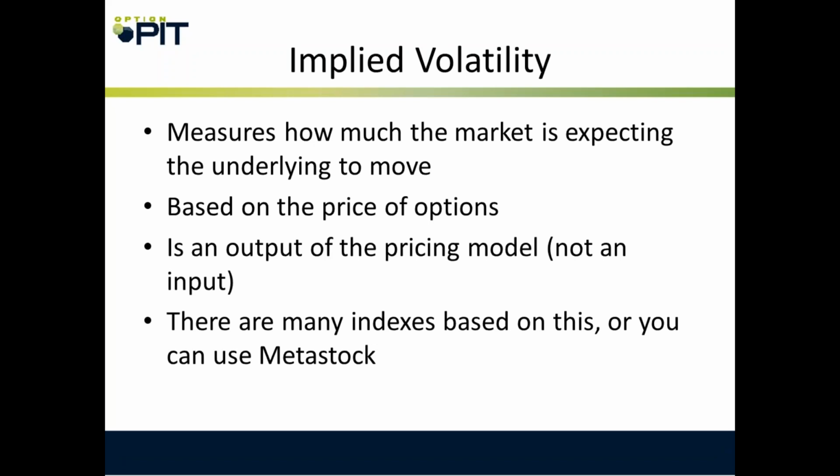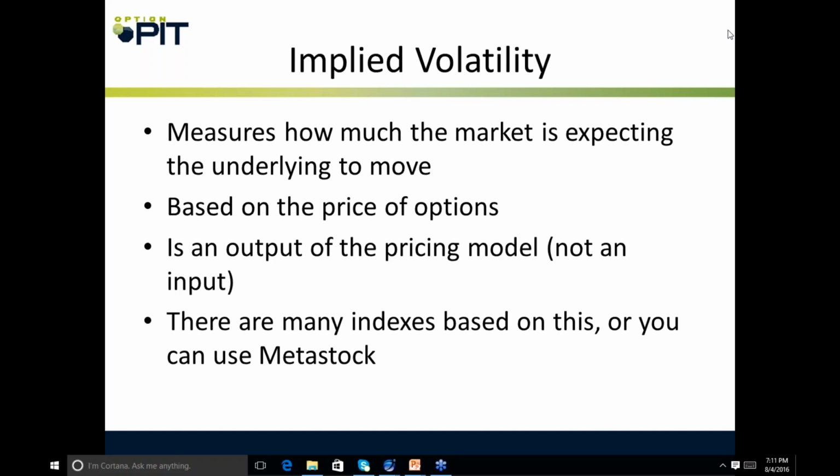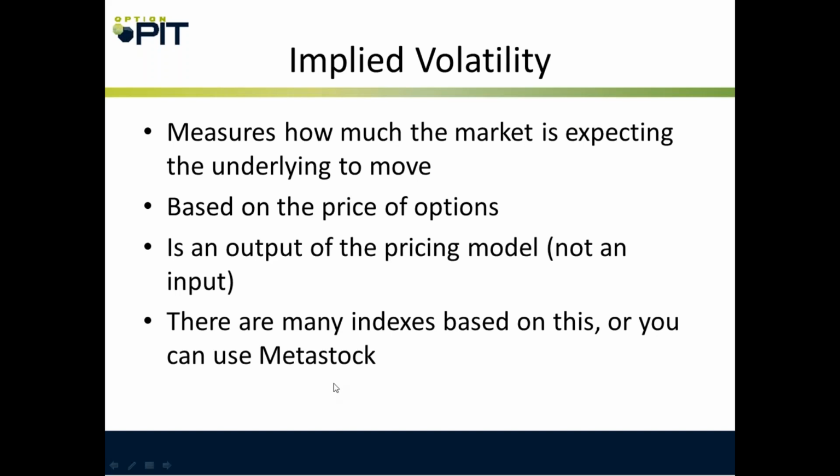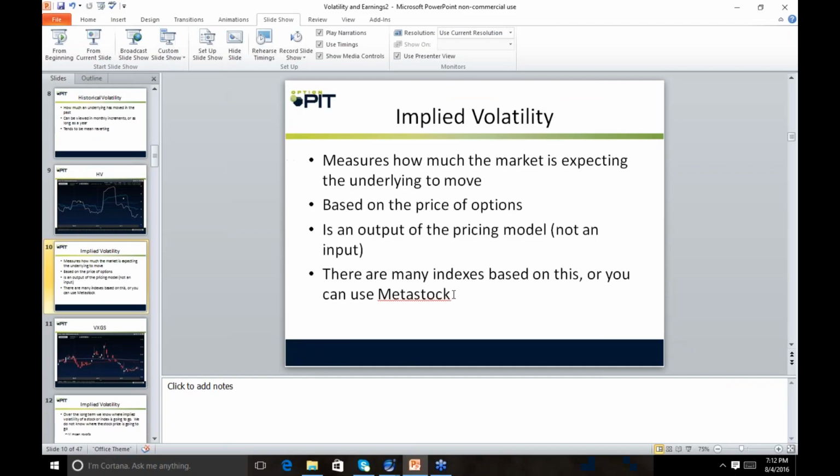Now, finally, there is implied volatility. Implied volatility measures how much the market is expecting the underlying to move based on the price of options, and it is an output of a pricing model. There are many indexes on this. You can use all sorts of different sources, or you can use LiveVol or MetaStock. In this case, I can show you LiveVol. That's what I've been using.